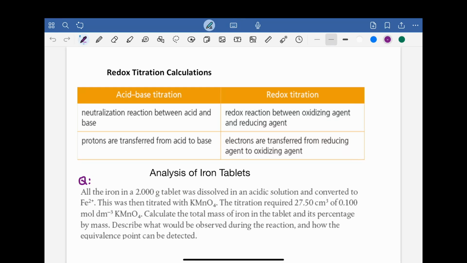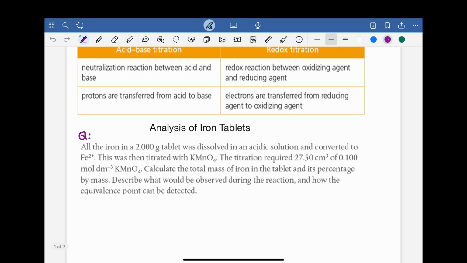Redox titration calculation. So first let's look at the difference between acid-base titration and redox titration. In acid-base titration, a neutralization reaction takes place between acid and base, while in redox titration, a redox reaction takes place between an oxidizing agent and a reducing agent. And the second difference is that in acid-base titration, protons are transferred from acid to base, while in redox titration, electrons are transferred from the reducing agent to the oxidizing agent. So let's look at the calculation.